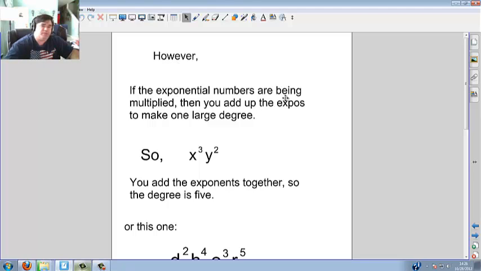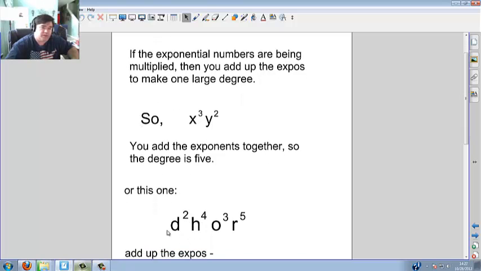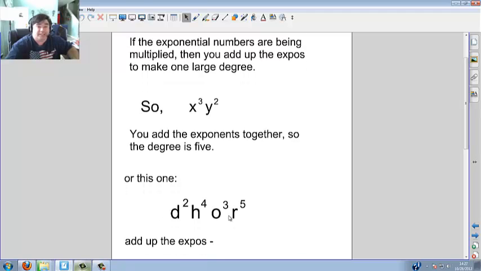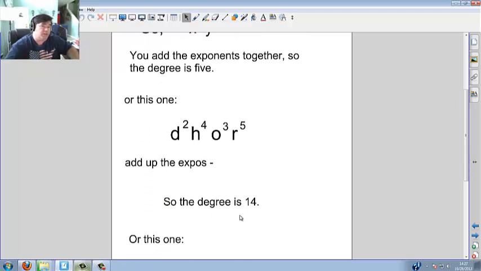However, if the exponential numbers are being multiplied, then you add up the exponents to make one large degree. For instance, if you have x cubed times y squared, then you actually take both of the exponents together, because what you're saying is x cubed and y squared combined will have a degree of 5. So basically it has the influence of 5. Or this one here, d squared, h to the fourth, 0 to the third, r to the fifth. Add all those together and you'll have 14. So basically the degree is 14.